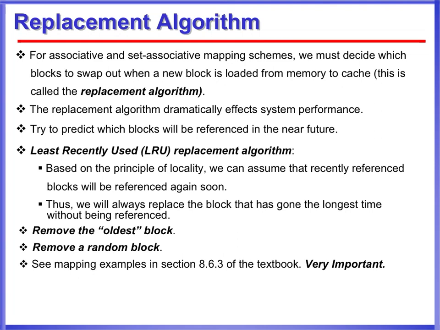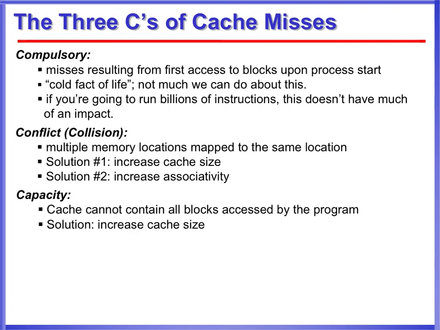Okay, so that's replacement algorithms. And we talked about replacement algorithms. So the 3 C's of cache misses: compulsory, conflict, and capacity. Compulsory means when your program starts, you know you're going to have a cache miss right away, right? Because your cache is empty. There's nothing in it. So that's what we mean by compulsory. It's a cold fact of life. There's nothing you can do about this.